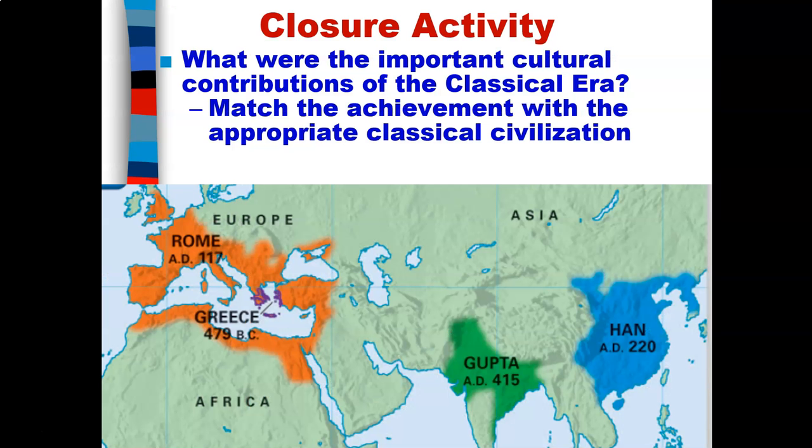And as a closure activity, I want you to think about the following question. What were the important cultural contributions of the classical era? Please go back to this presentation and previous presentations to answer this question. Make sure that you are providing evidence, make sure that you are analyzing everything that you write, and make sure that you are ready to take your AP World History exam.